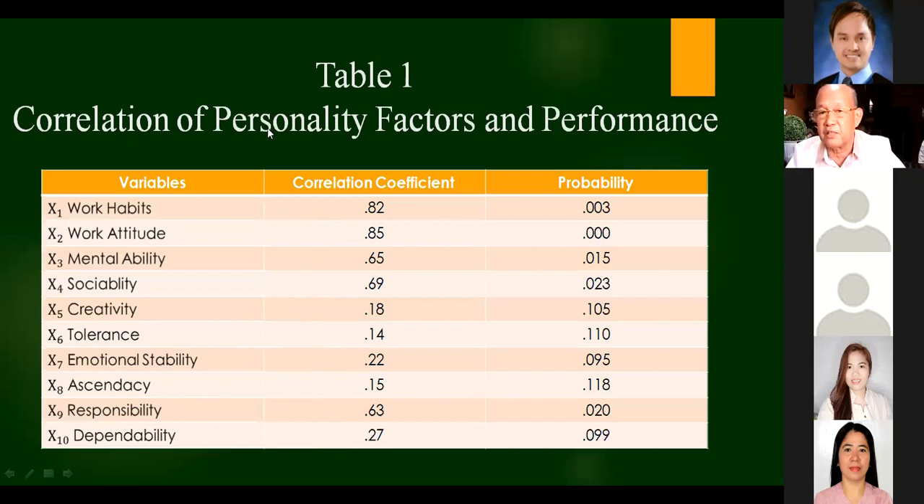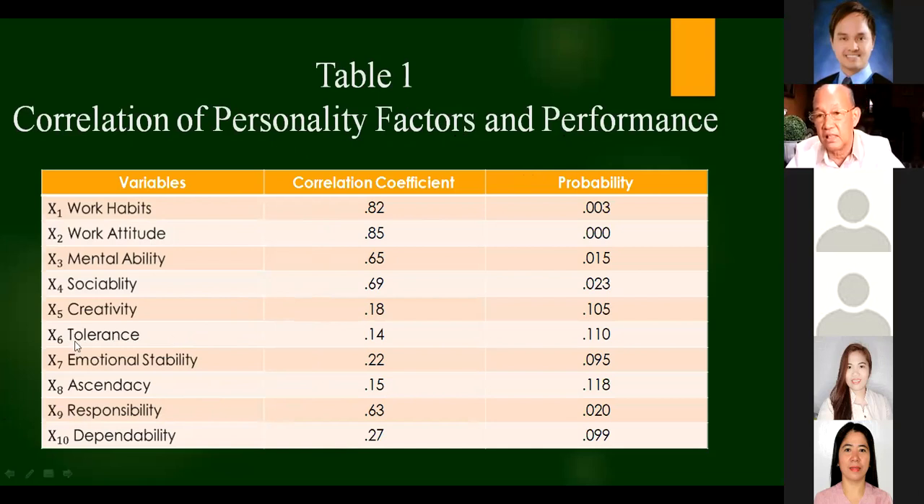And this means personality factors are directly correlated with performance. The higher the personality factors, the higher the performance. Conversely, the lower the personality factors, the lower the performance. That is the answer to question number 2. Number 3, describe the degree or the magnitude.